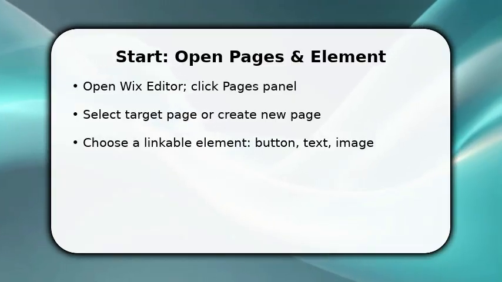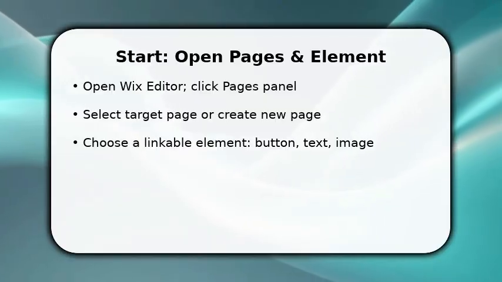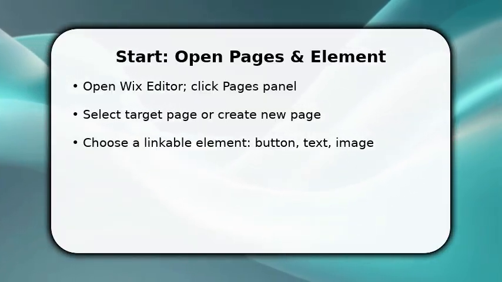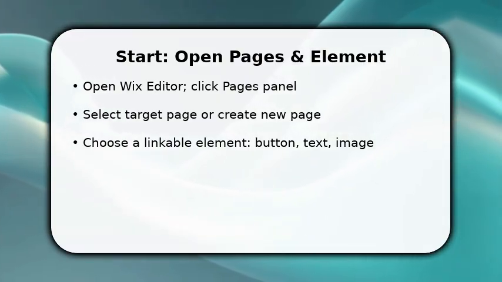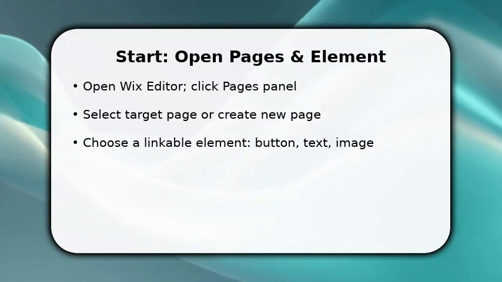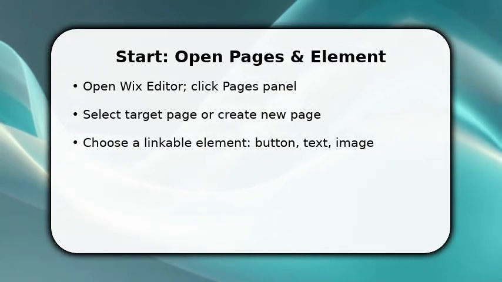You're starting in the Wix editor. Open the Pages panel and pick the page you intend to link to. Once selected, place a linkable element, button, image, or text, and click it to open the link settings. Make sure the element is visible and sized for easy tapping on mobile.